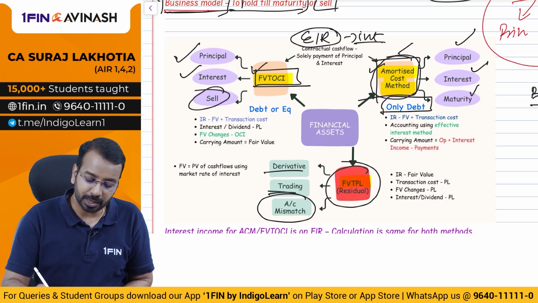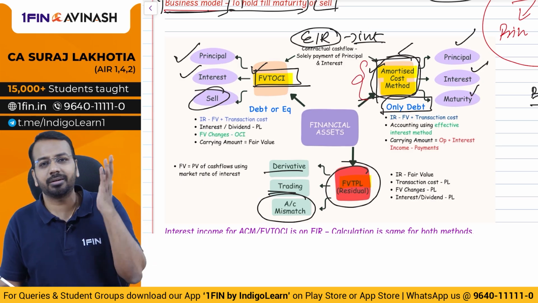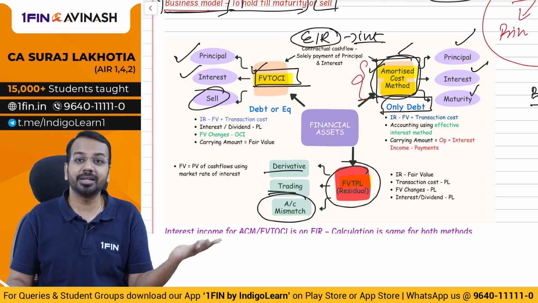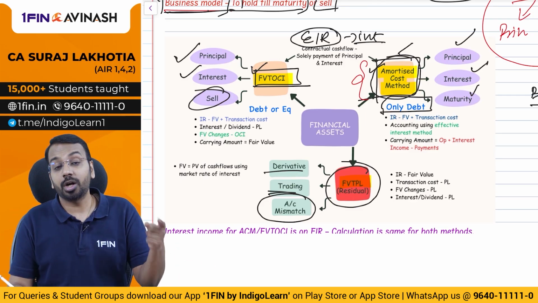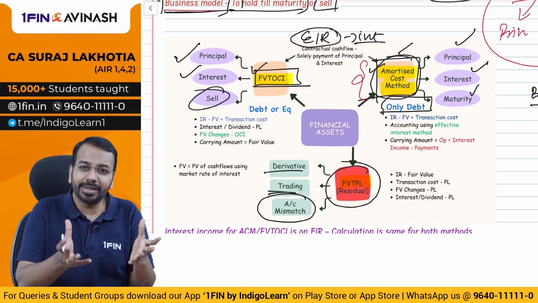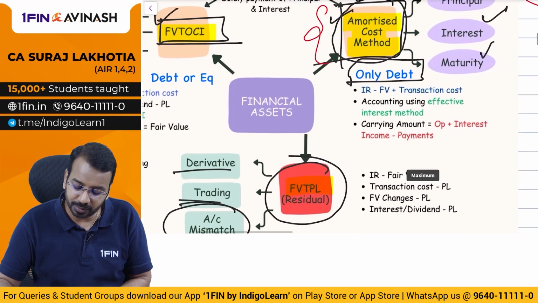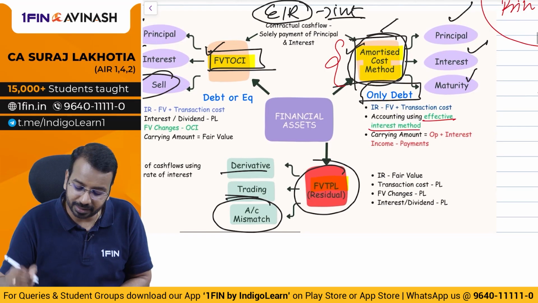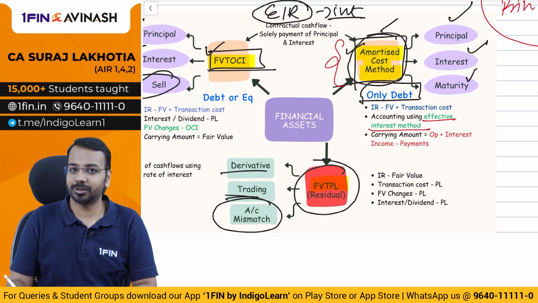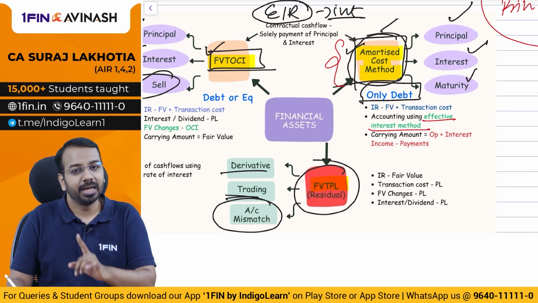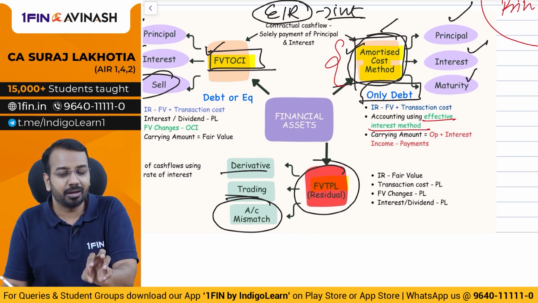See, when I am talking about amortized cost method, what is my intention? I want to earn interest. Other than that, there is no other intention to earn any other income. So if I only want to earn interest, I should do only interest related accounting, and that is where the standard suggests something called the effective interest method, or effective interest rate, to account for amortized cost method. Okay. When it comes to fair value through other comprehensive income, my intention is to sell.